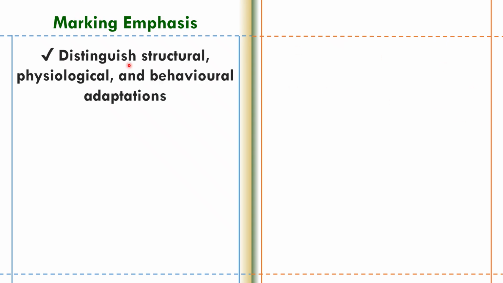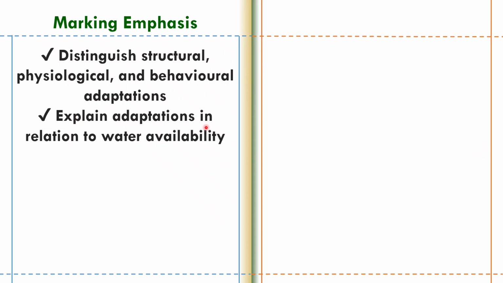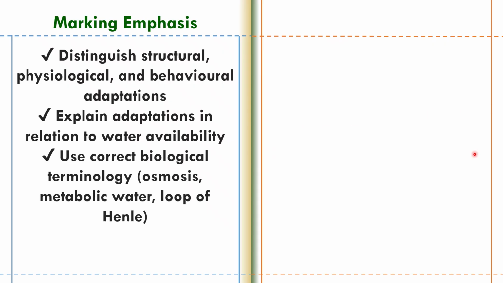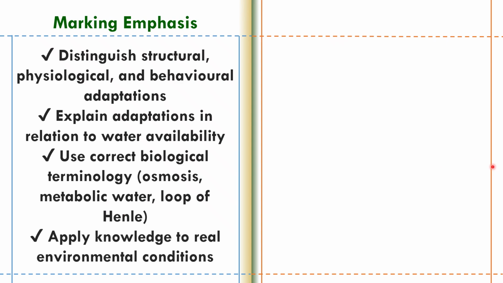Marking emphasis. Distinguish structural, physiological, and behavioral adaptations. Explain adaptations in relation to water availability. Use correct biological terminology: osmosis, metabolic water, loop of Henle. Apply knowledge to real environmental conditions.